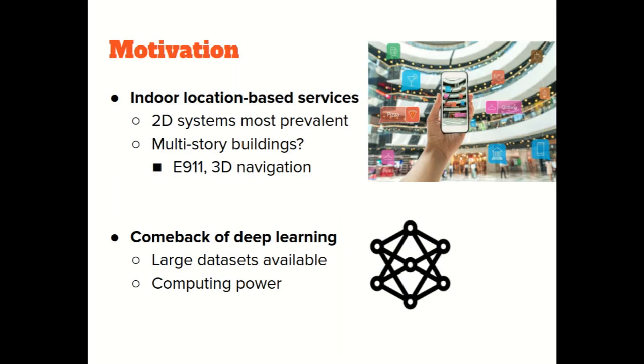We were motivated to do this work because indoor location-based services require accurate location estimates, and most current systems focus only on 2D localization. However, indoor environments are typically multi-floor buildings, and a lot of applications like E911 and 3D navigation require accurate floor ID estimation. At the same time, deep learning has recently experienced a comeback because large data sets and the necessary computing power are now available. So we chose to work on floor ID estimation using Wi-Fi access points and deep learning.